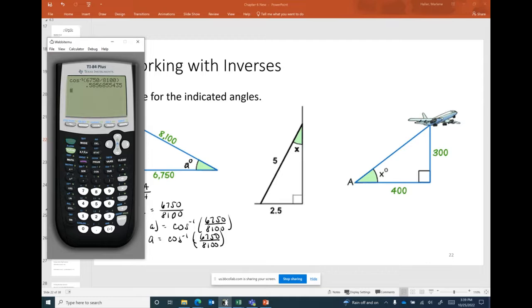I think I'll just do second enter, the blue entry function. It just repeats the last thing I typed in. All right, and there we have it in degrees: 33.557, or 33.56 degrees.